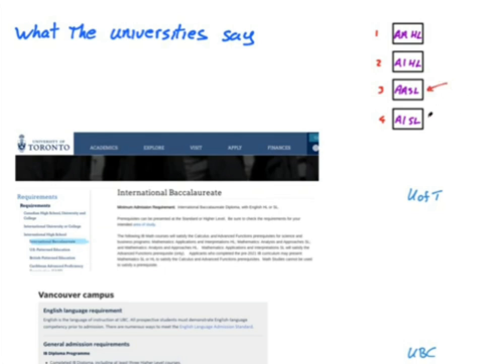So that's the big issue that we have in our school, and I know lots of schools all around the world have it, that students who would normally take this one, AISL, and would prefer to take this one, their university says, and look, I'll go straight into the University of Toronto, it says mathematics AISL will satisfy advanced functions prerequisite only, whereas the other 3 satisfy the calculus and advanced functions prerequisites. And that is required for science and business programs.